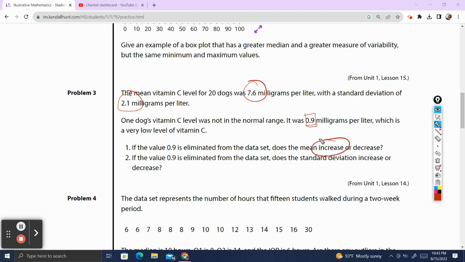If the value 0.09 is eliminated from the data set, does the standard deviation increase or decrease? Well, our standard deviation is 2.1, so it's pretty standard to deviate about 2.1 below or 2.1 above. However, 0.09 is a deviation that's very, very low. So that's going to make our deviation seem higher than it actually is for the rest of the data. So if we're getting rid of the outlier, the standard deviation is actually going to decrease because the rest of our data are going to all lie closer to 7.6 milligrams.